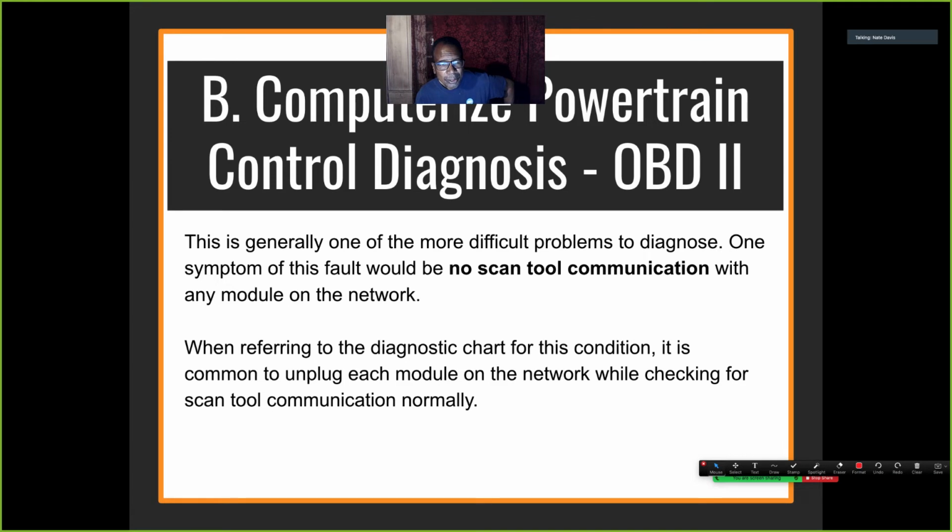One symptom of this fault would be no scan tool communication with any module on the network. Basically, you're doing a system health check with your scan tool and seeing whether it communicates through all the modules, or whether one module doesn't communicate, or they all don't communicate. They all don't communicate, that's why you might have one module pulling them all down. When referring to a diagnostic chart for this condition, it is common to unplug each module on a network while checking for scan tool communication. Basically, you get your scan tool hooked up and you start unplugging modules.